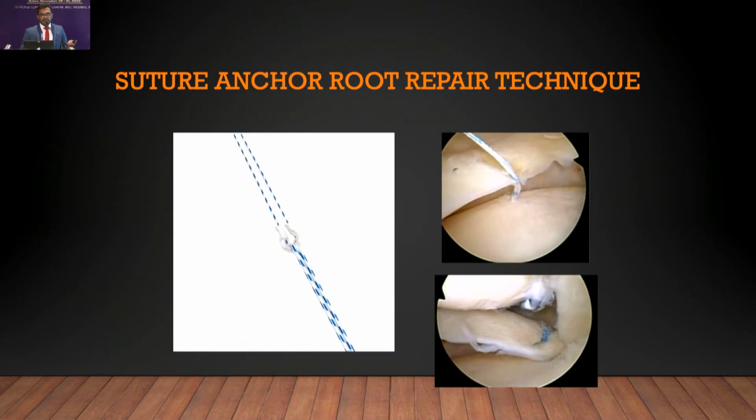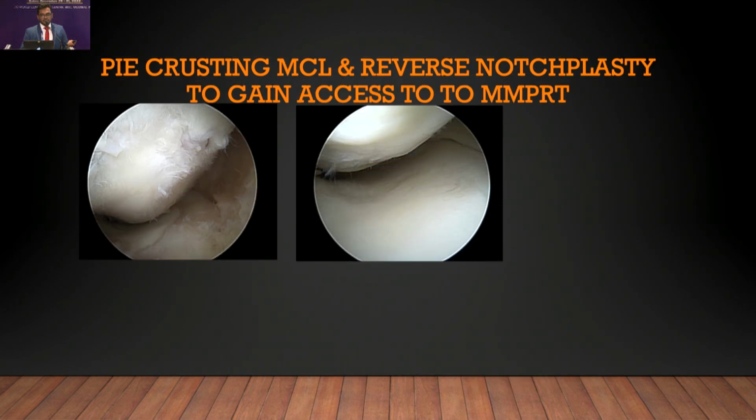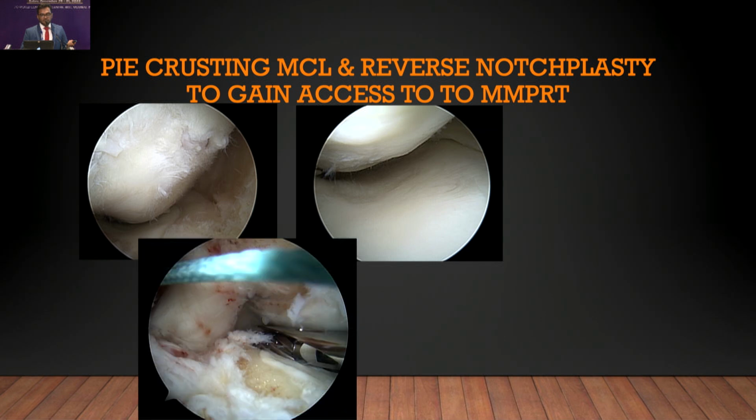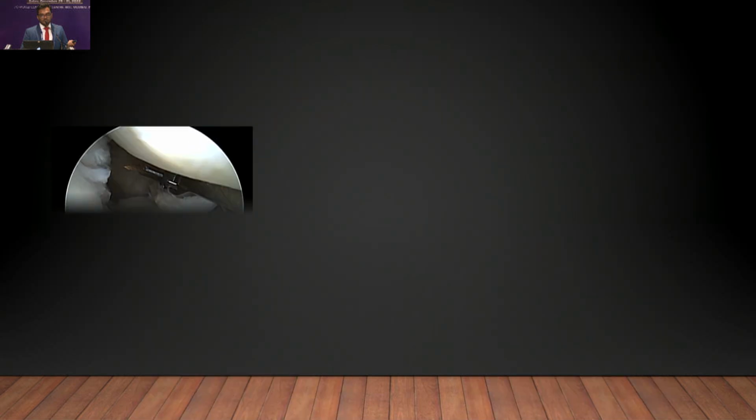Also, suture anchor root repair techniques have been described. And this is how you start with the diagnostic scopy. You often find the medial compartment is tight since these are degenerative knees. You have to do a pie-crusting of the MCL and a reverse notchplasty to gain more access to the posterior root. Then the gap opens and you can identify the posterior root.